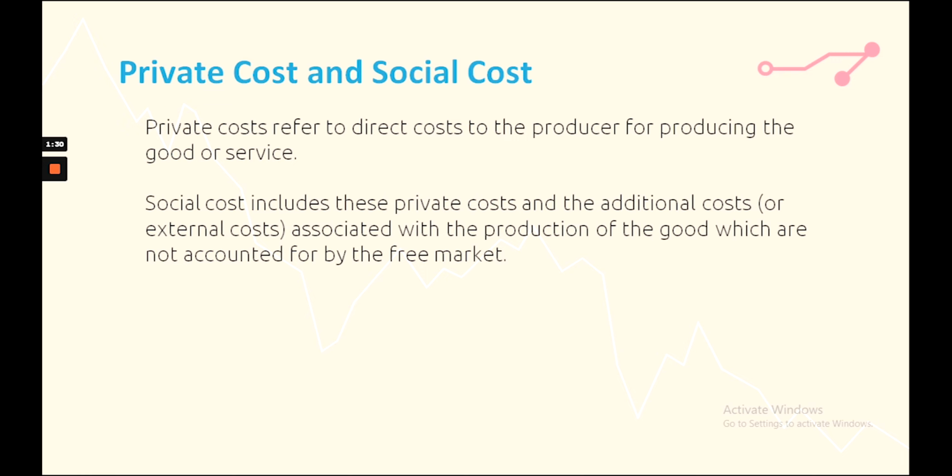Another example can be taken of an airport. If the cost of constructing the airport is borne by an individual person or a group of individuals, this is the private cost. But the social cost here will be the private cost, as well as the noise or the air pollution or the loss of landscape that is caused by the airport.